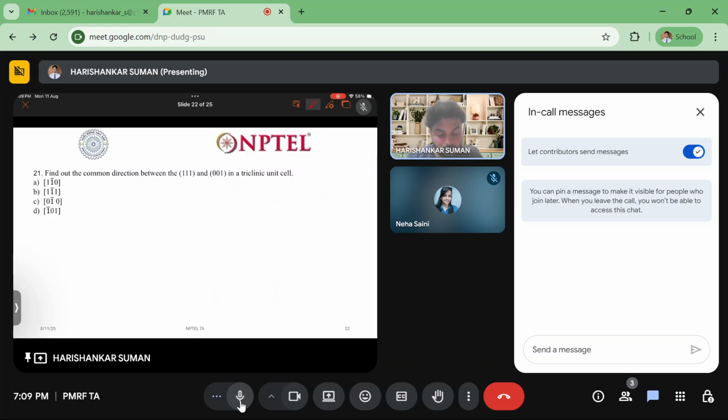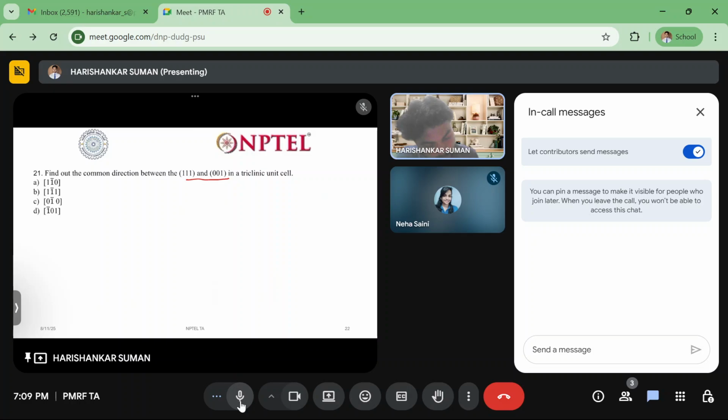Next question. Find out the common direction between these triclinic planes. In a similar way, you have to solve the equation. HKL are given, so U, V, W equal to 0. Here W is 0. Now U plus V equal to 0, U equal to minus V.